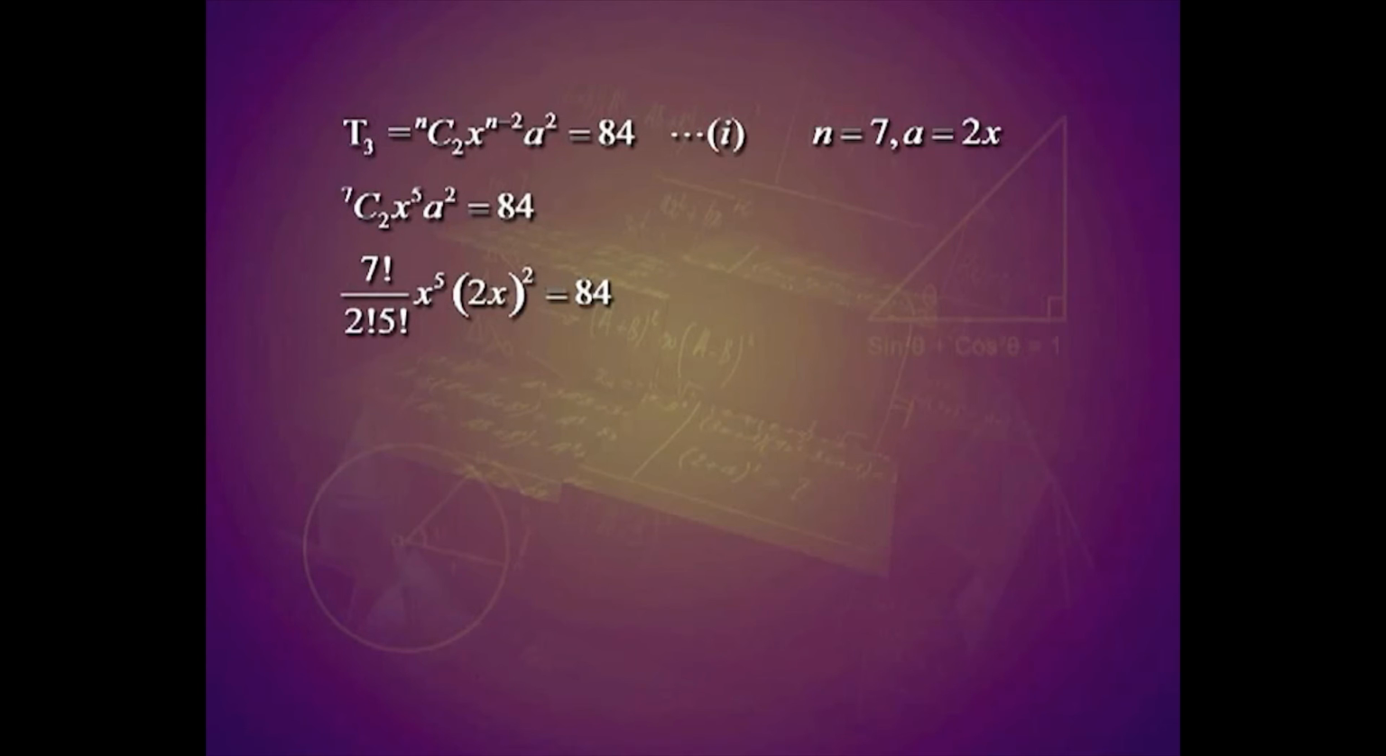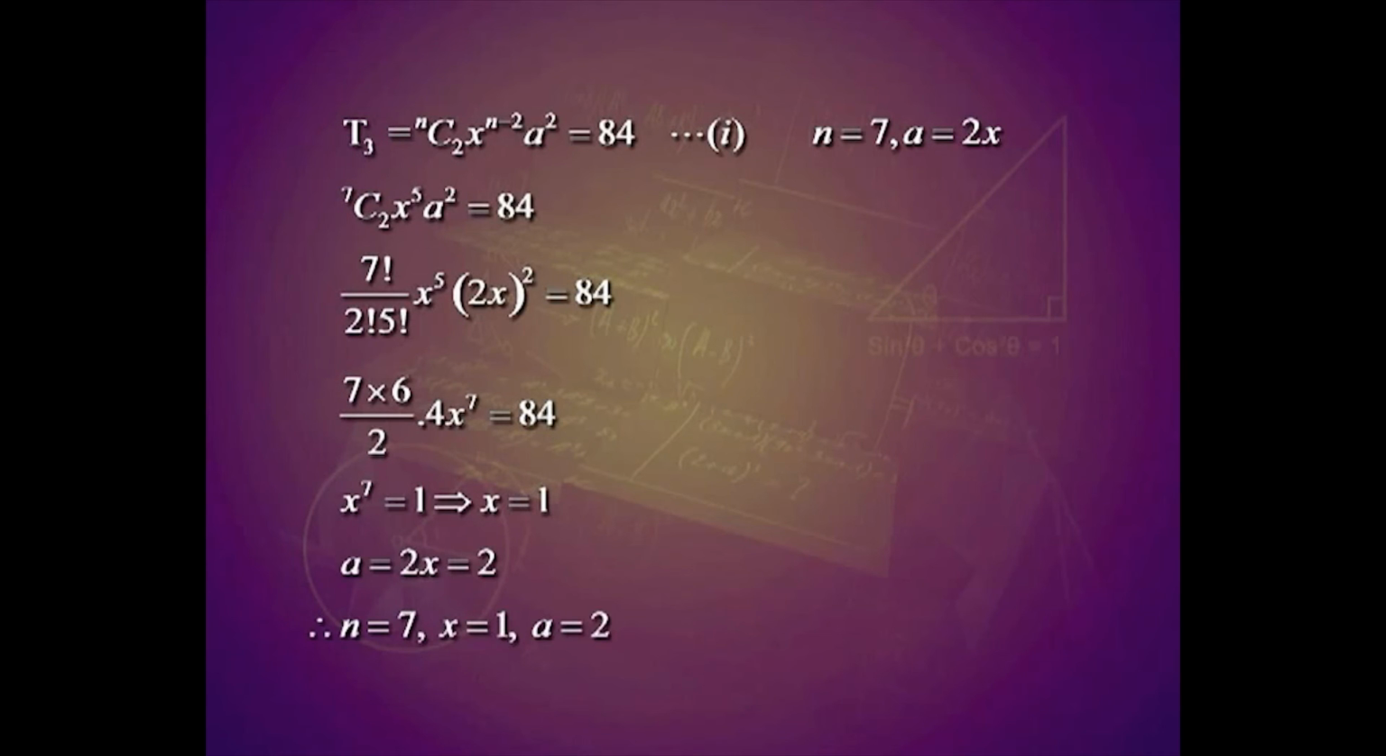So, it becomes an equation now only in x. As I collect the powers of x and I simplify the constants, I end up with simply x to the power 7 is equal to 1, which gives me x is equal to 1. So, I have n, I have x, and a being 2 times x is equal to 2. Therefore, with the given conditions, we have been able to find n as 7, x as 1, a is equal to 2.